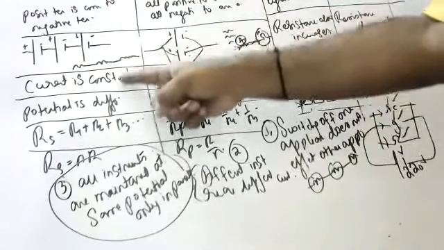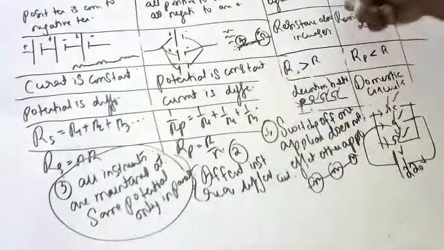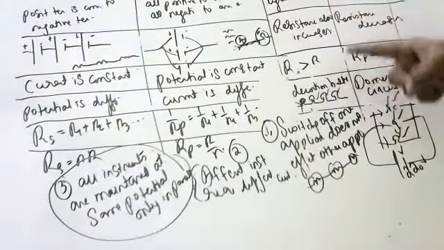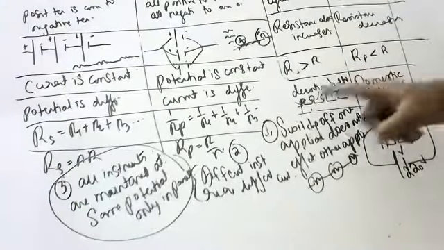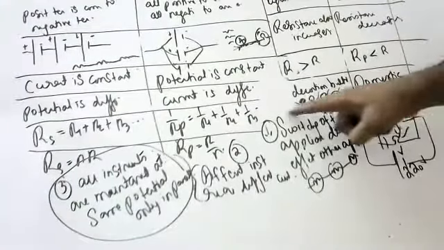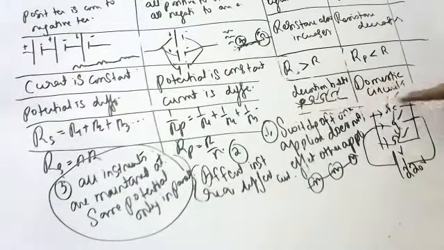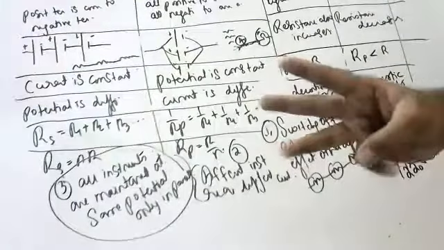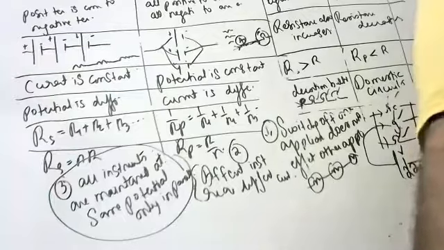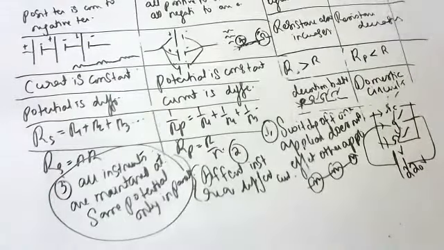So 1, 2, 3, 4, 5, 6, 7, 8, 9, and 10. I told you 10 differences, and 3 advantages. This is for today, children, and tomorrow onwards we'll start the magnetism lesson.